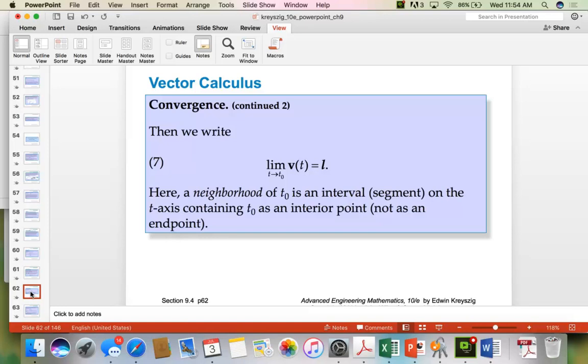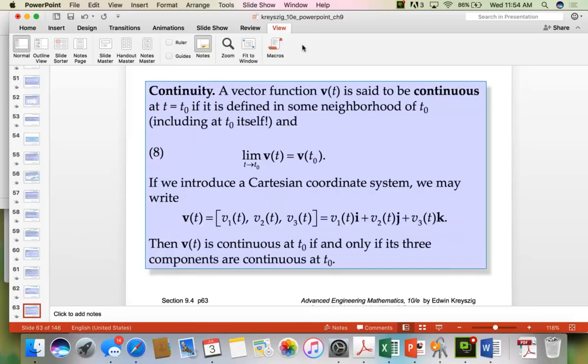Things can converge to a constant, or they can converge even to something that is a steady state. All right, so here we would write that the limit of v of t is L, and there is some neighborhood of t naught that's an interval on the t-axis containing t naught as an interior point. So in other words, this term t naught is an interior point, not necessarily an endpoint, such that if you have a vector sum, your vector will converge to this vector L.